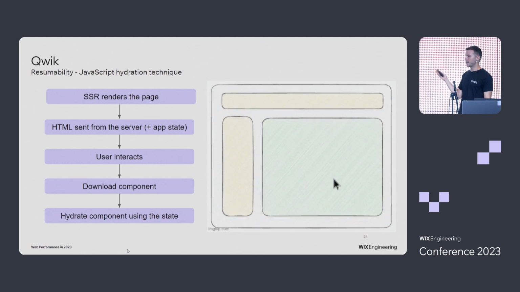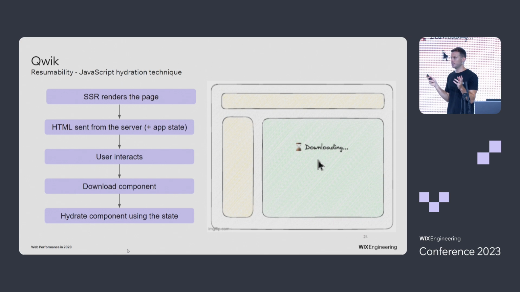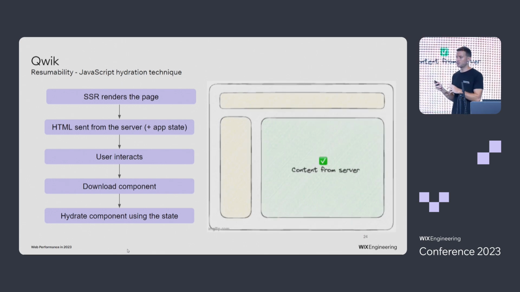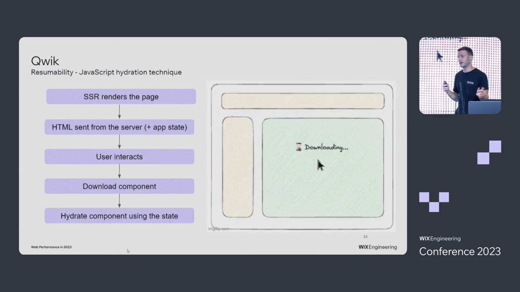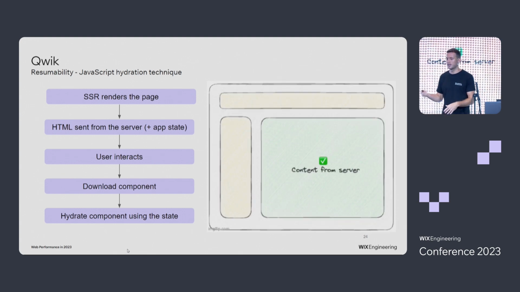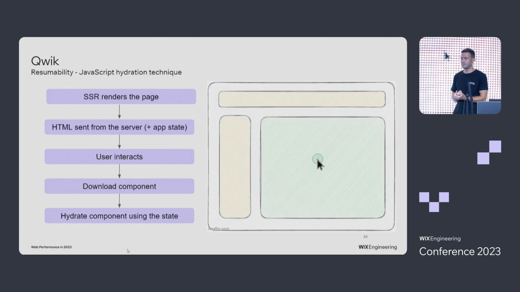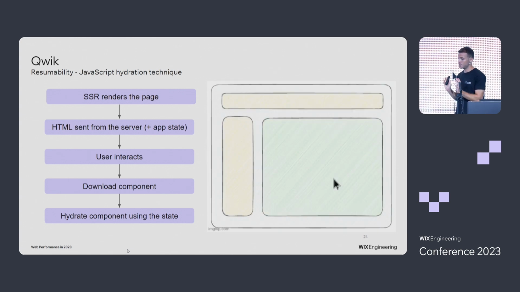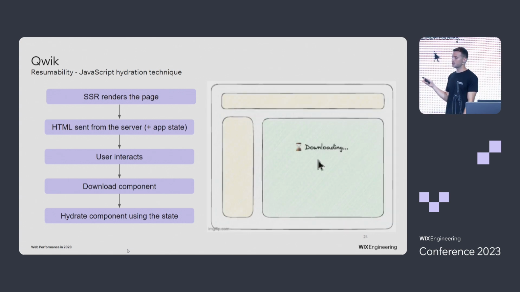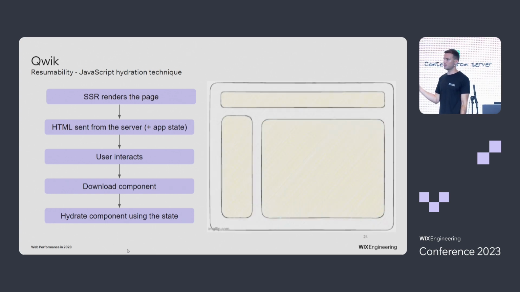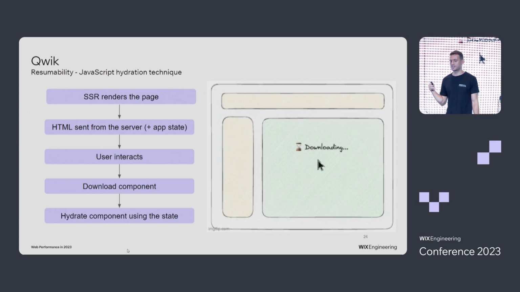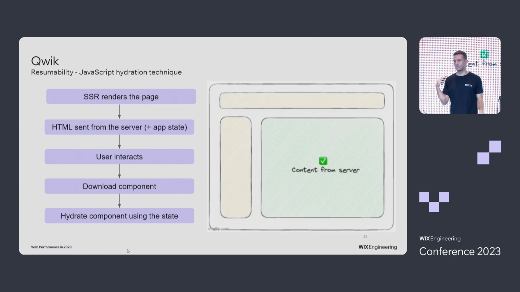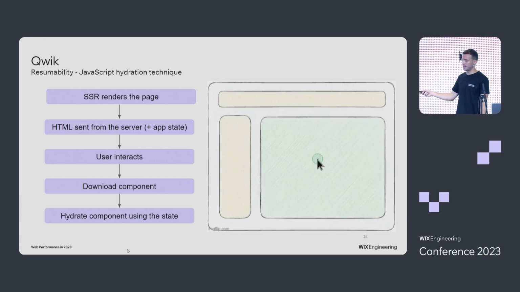First of all, the server-side rendering renders the entire page. I could not find a way to stream components in Qwik yet. I'm sure they are working on it and will probably release it as a different feature, but for now you have to render the entire site in Qwik, the entire page. So the HTML is sent from the server along with the state of the application because, like I said, you don't want to fetch the data again in the client.